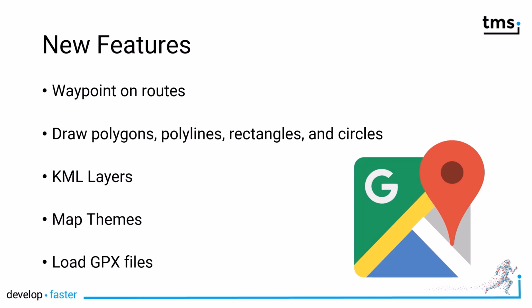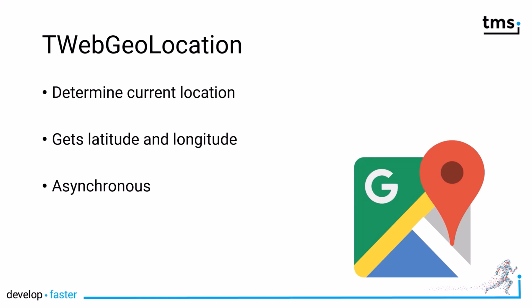Another feature that has been introduced by Google to their mapping system are themes. Now you'll be able to use those themes with your Google Map components in TMS WEB Core. And finally, you'll be able to load GPX files. GPX files are used to log coordinates, and they can also be drawn on the map. So if you load a GPX file, you'll get a line of the coordinates that have been stored in that GPX file.